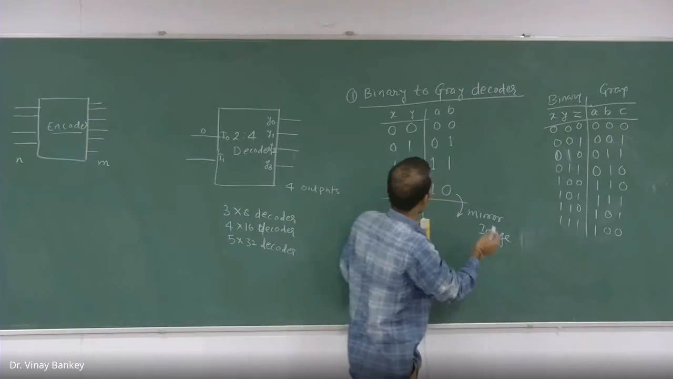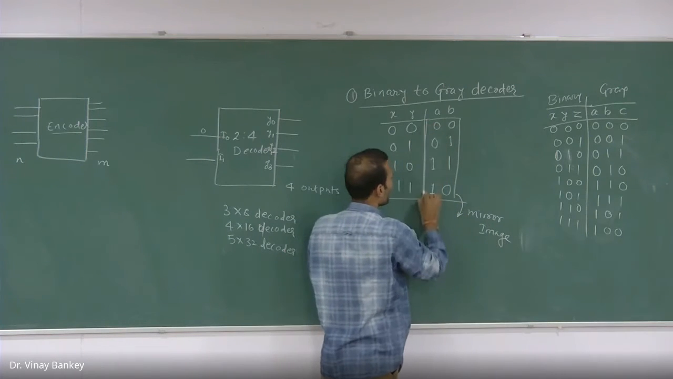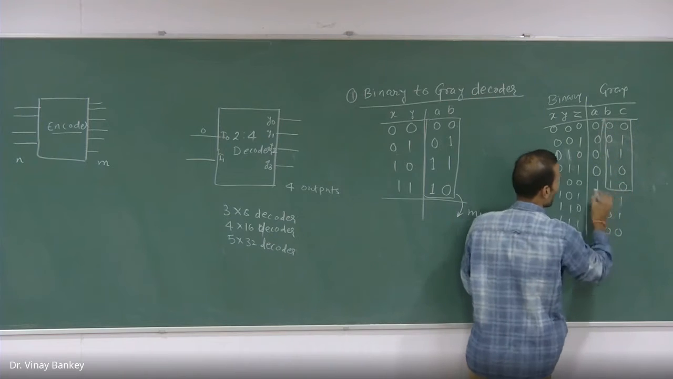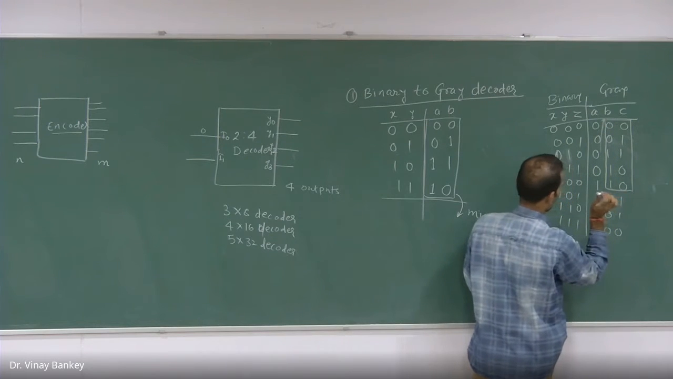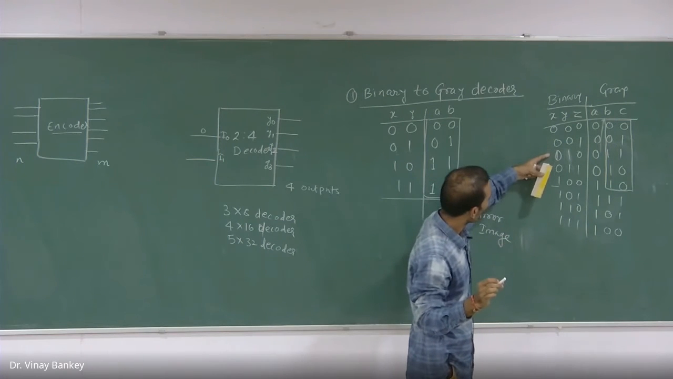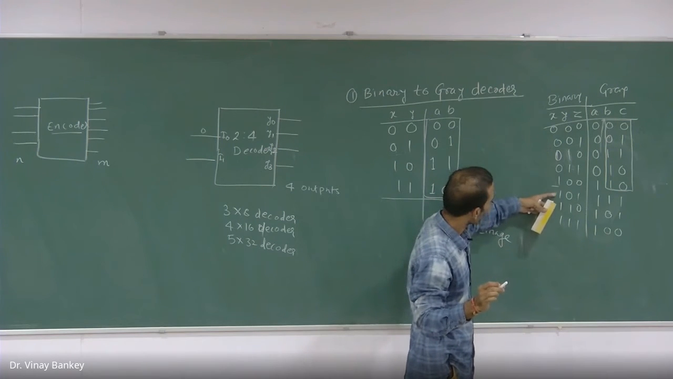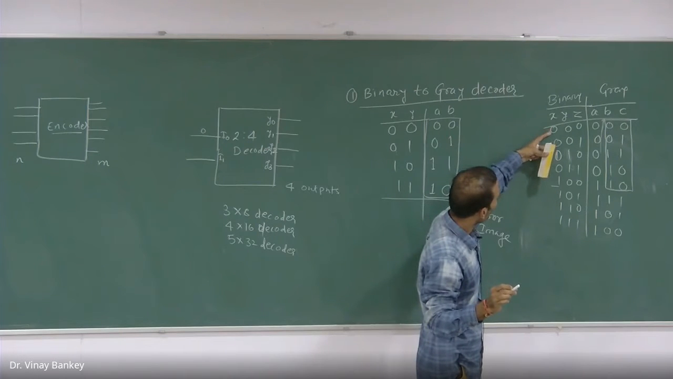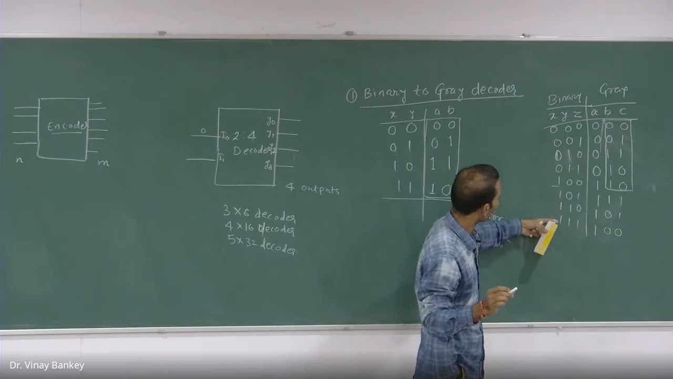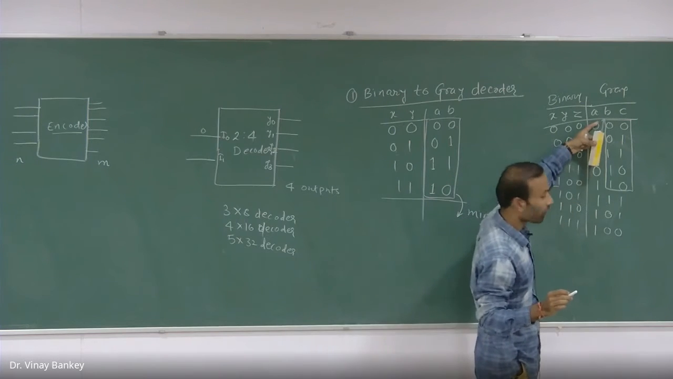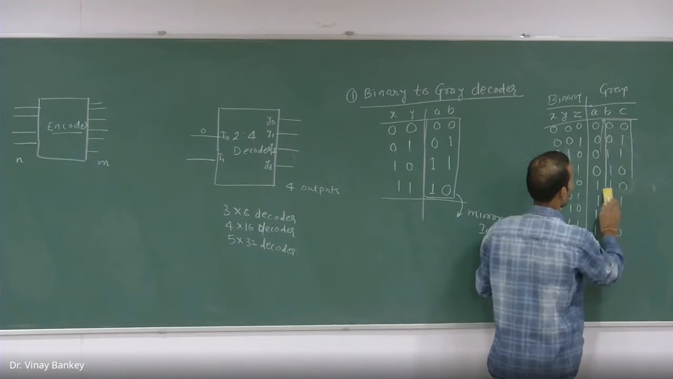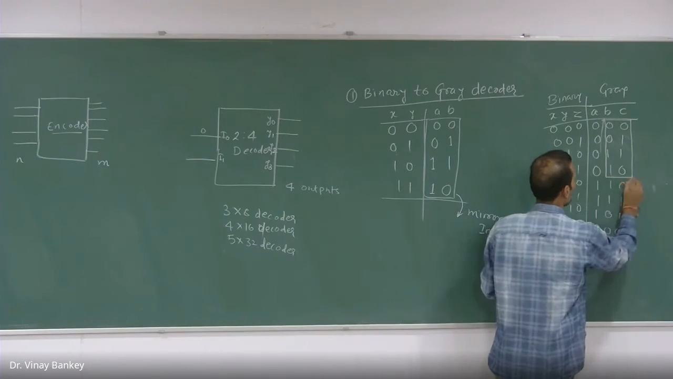So you see the pattern. This was the 2-bit representation of gray code. You have here this. Is there anything missing? 0, 1, 2, 3, 4, 5, 6, 7. Okay, so this is the pattern.